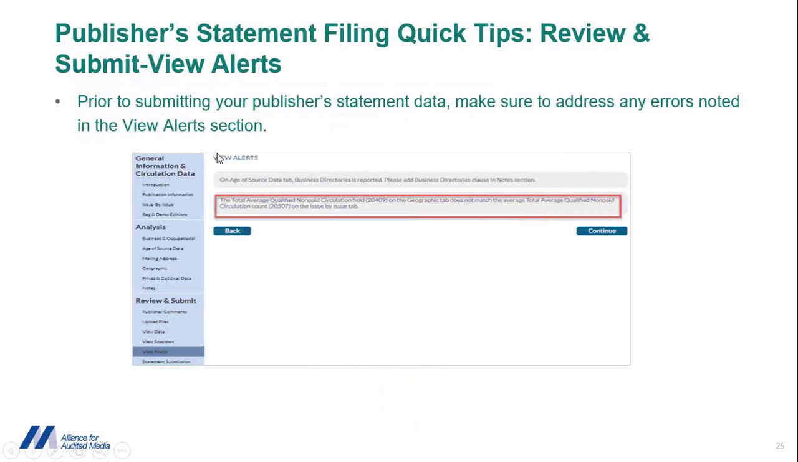Prior to submission, you want to double check view alerts. View alerts is going to identify any errors in the filing tool. So for example, if your geographic analysis is out of balance with your issue by issue, the one that you selected for your analyzed issue, it's going to give you an error message. So you want to make sure that you've addressed all the messages that occur in the view alerts.